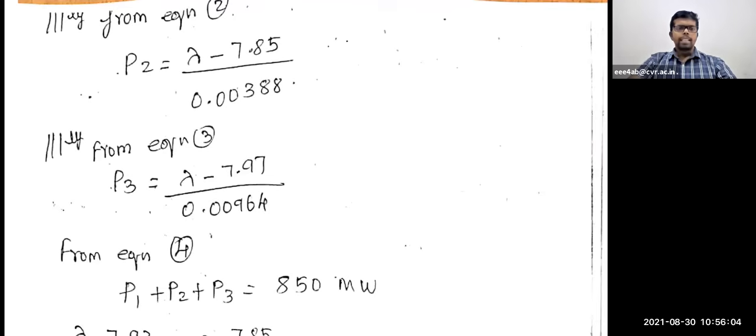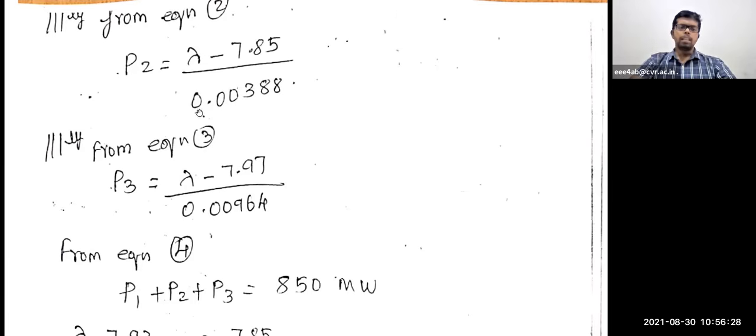Next, similarly, from equation 2, we have to take P2 outside. If you take P2 outside, P2 is equal to lambda minus 7.85 divided by 0.00388. So that is P2.